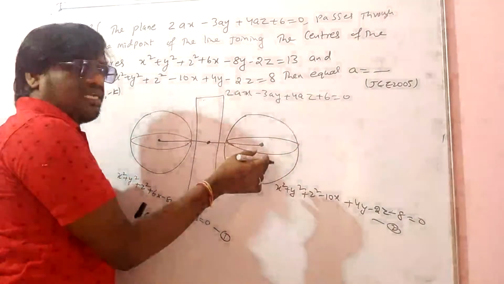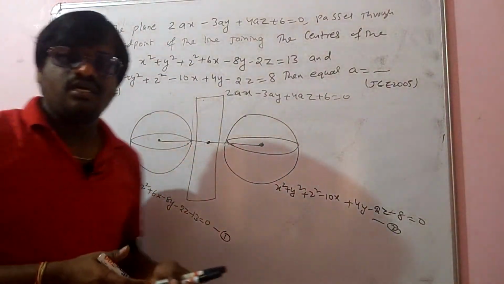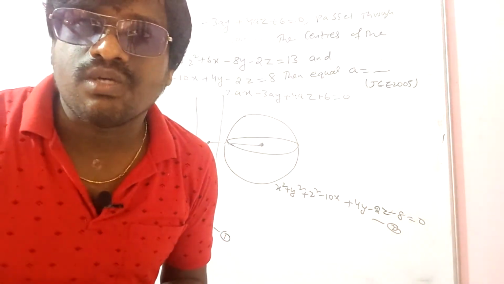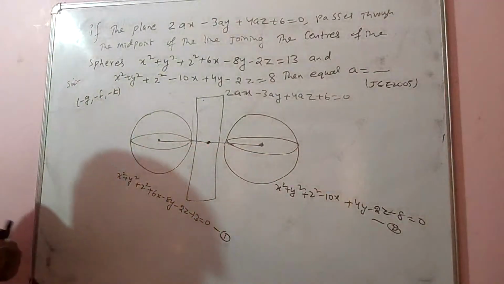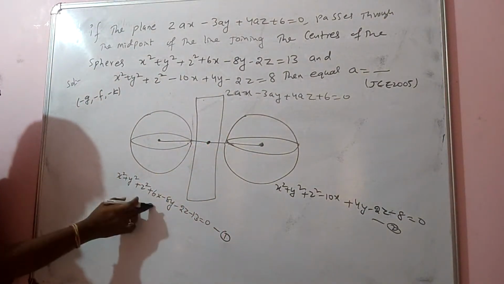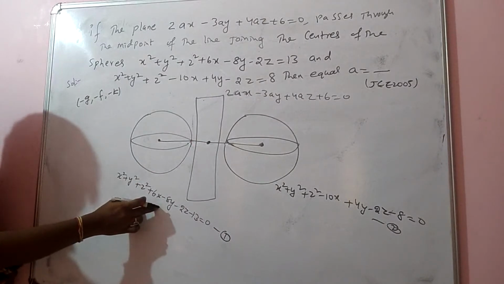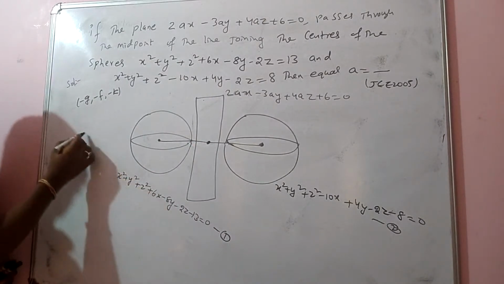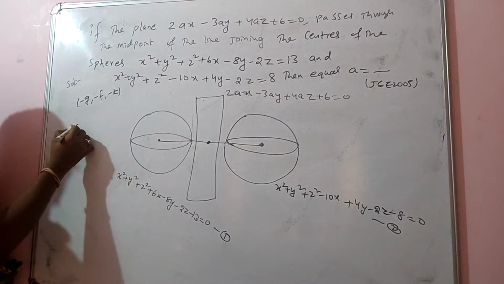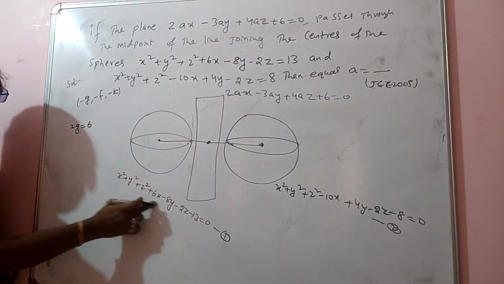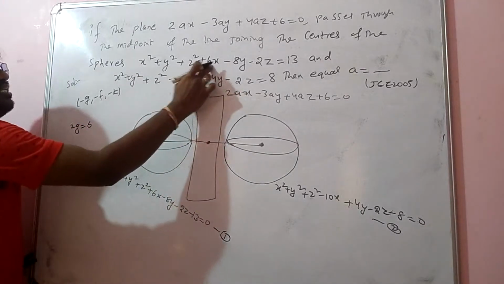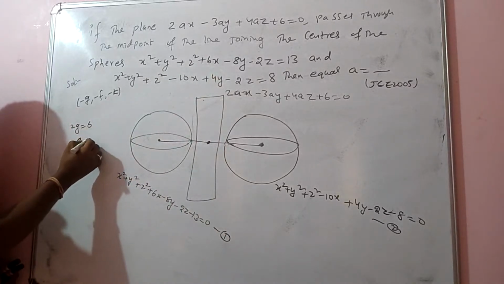And here also the same center formula. So first you have to find the center. How to find the center? You compare 2g with the coefficient. For the first sphere, 2g is equal to 6, so g is equal to 3.